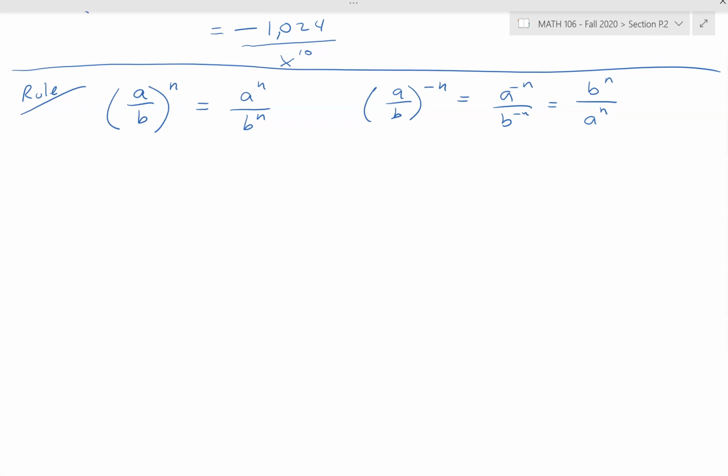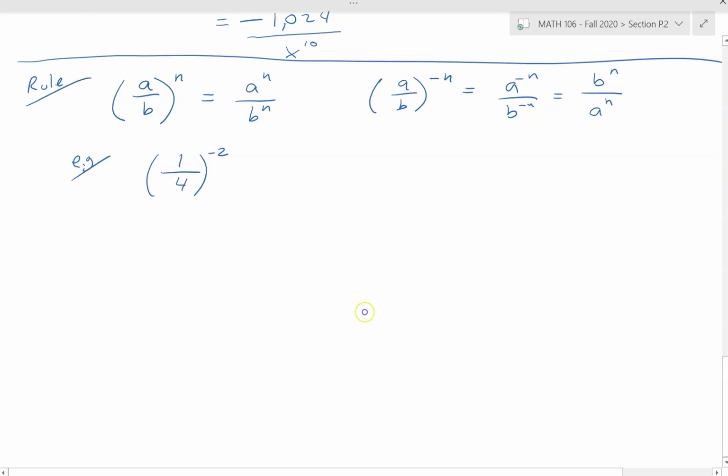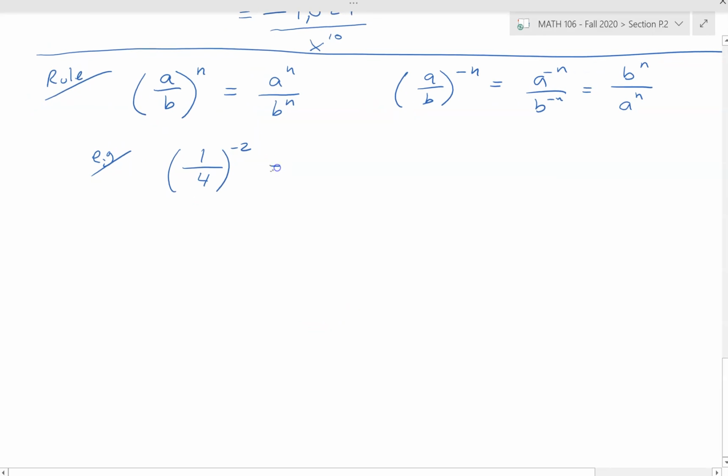So I'll just give you one example here, because these will all be the same. Maybe I'll give you two. If you had 1 over 4 raised to the negative 2, let's distribute that negative 2. So it's 1 to the negative 2 over 4 to the negative 2.